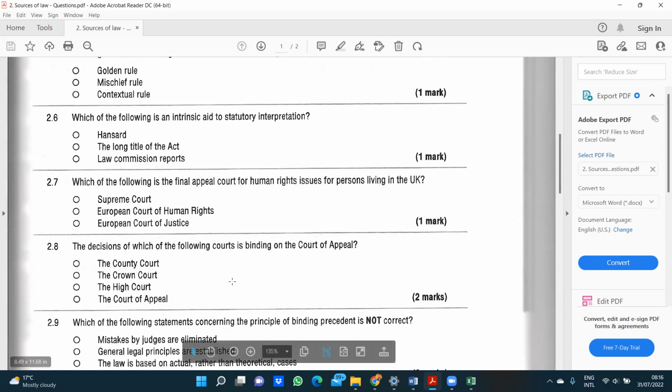The Supreme Court, the European Court of... B, of course, the European Court of Human Rights.